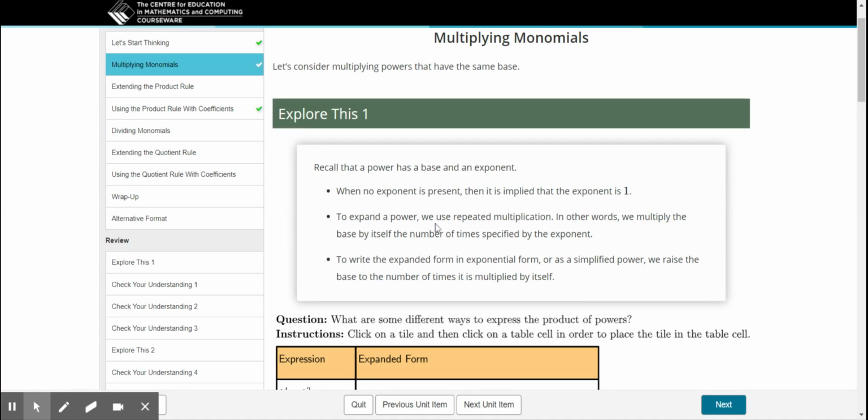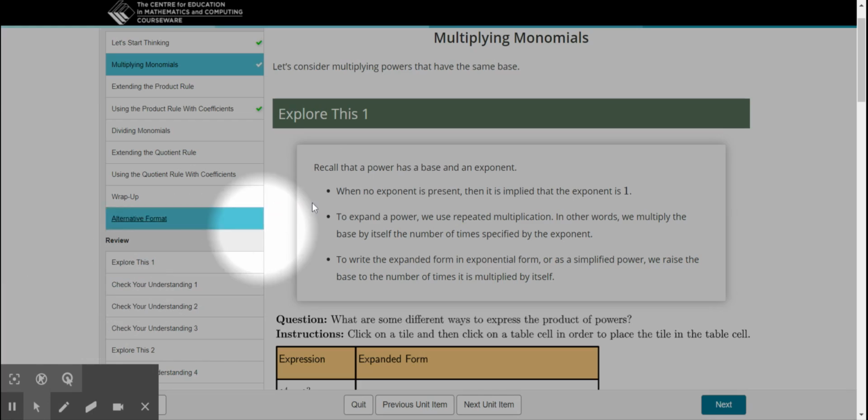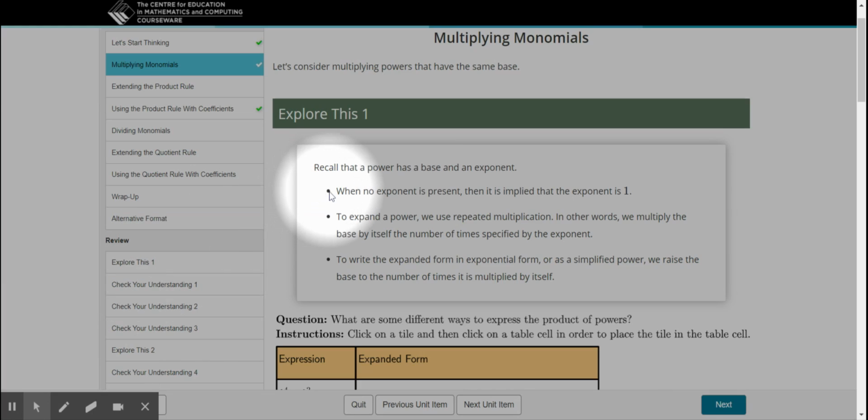Okay, welcome back. We're going to continue our exploration of exponents, and we're going to do a little exercise that will lead us to a very important rule for exponents. But let's begin with what we already know. There's only one important idea that you have to be aware of that we didn't mention previously.